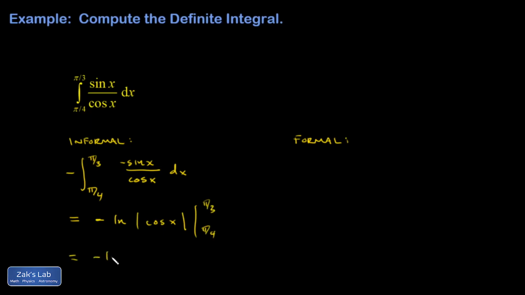So my upper limit, negative natural log, and the absolute values aren't going to matter because these are positive values of cosine. So natural log cosine of pi over 3, which is 1/2. Subtract the lower limit, which gives me a plus. It's a double negative. Natural log cosine pi over 4, which is 1 over root 2.